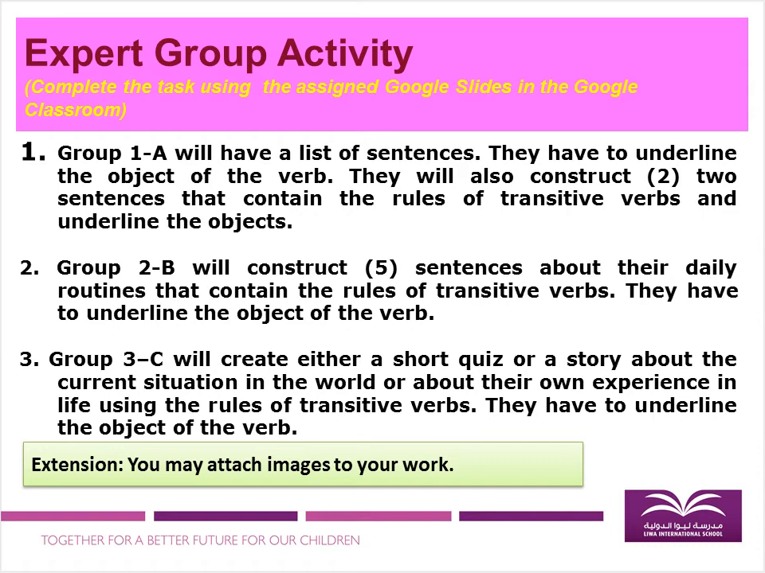And Group 3 or C will create either a short quiz or a story about the current situation in the world or about their own experience in life using the rules of transitive verbs. They have to underline the object of the verb. Extension: you may attach images to your work.